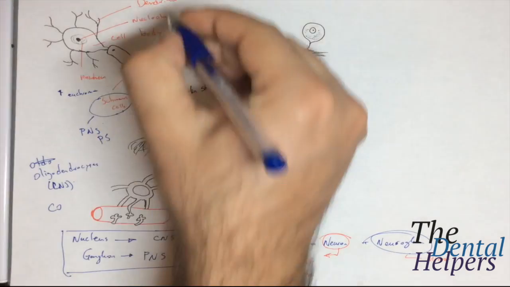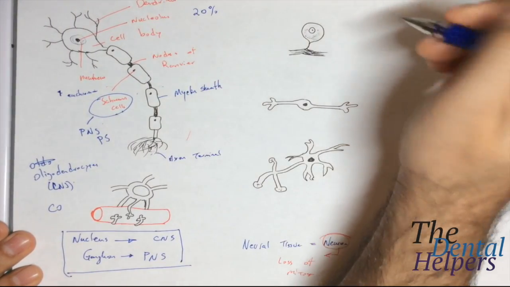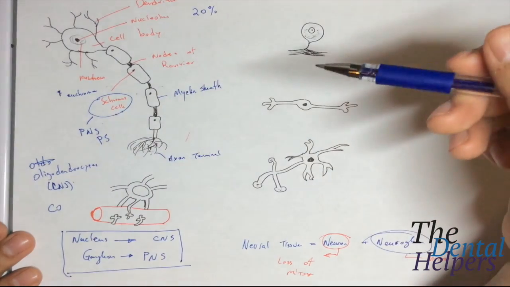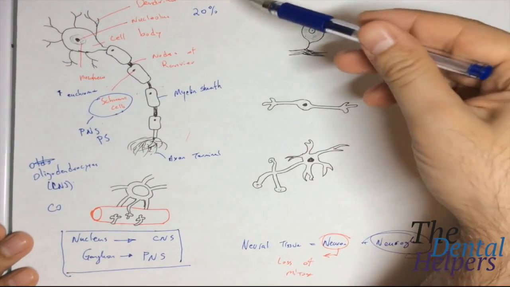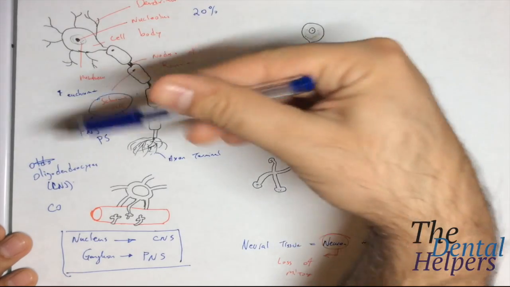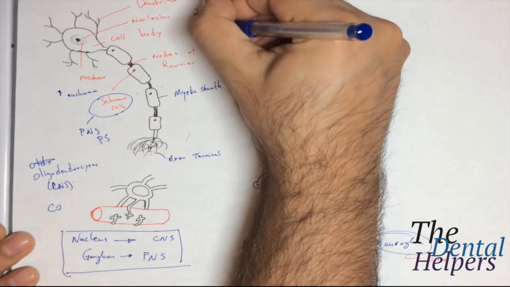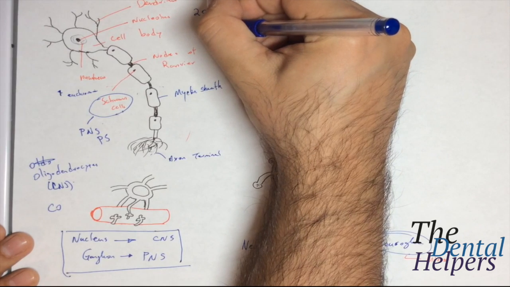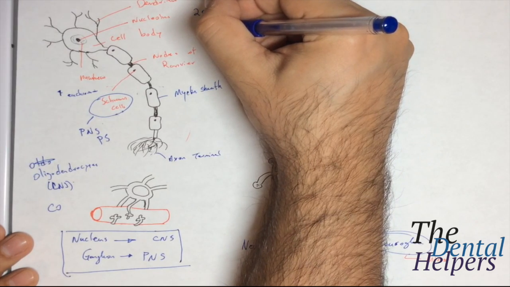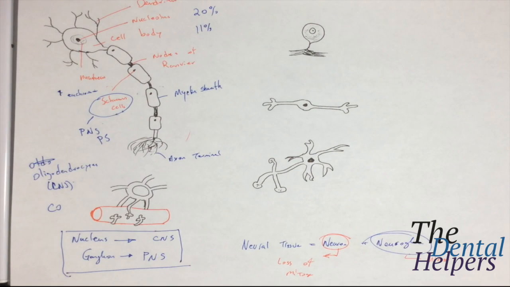Another thing to note is that 20% of the nutrition that comes from the body in terms of energy is going to be used strictly to provide energy for your neurons. 11% of your cardiac output, meaning 11% of the work that the heart does, is dedicated to the neurons.